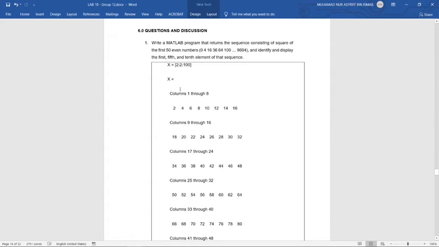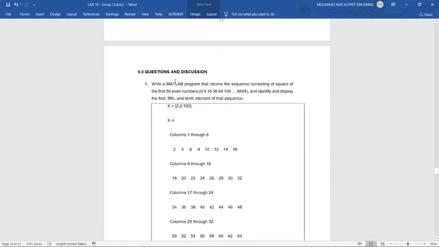so what I'm going to explain is the questions. Question 1 wants us to write a MATLAB program that returns the sequence consisting of the squares of the first 50 even numbers, and identify and display the first, fifth and 10th elements of this sequence.